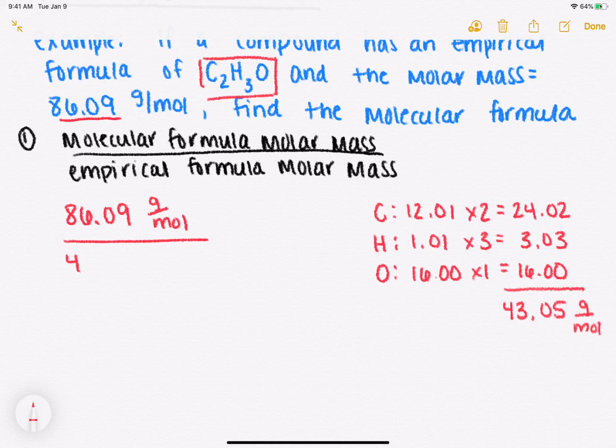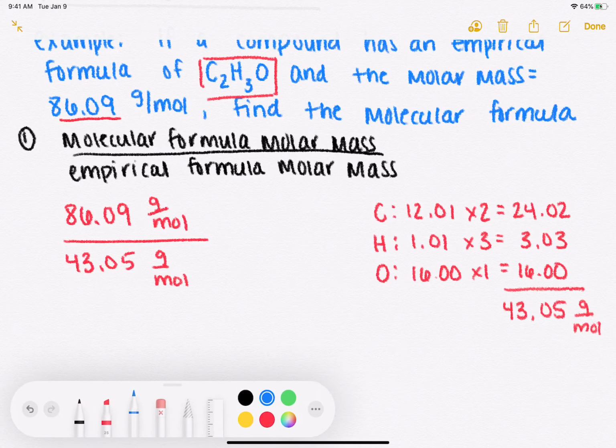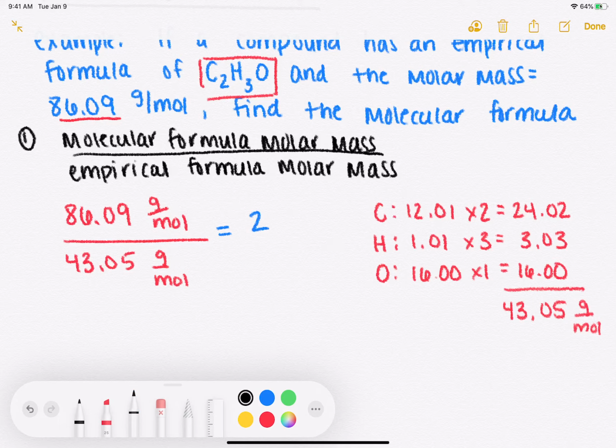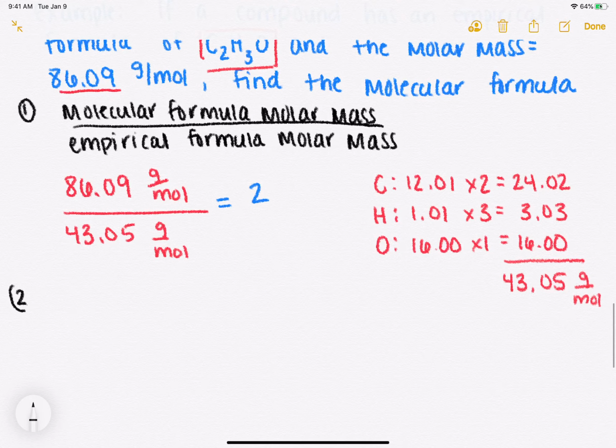So now we can fill that in, 43.05 grams per mole. When we solve that math, we find that the ratio is 2. So what do we do with that number? Now we're going to take that number, so here's our step 2, take the number from that ratio and multiply it by the empirical formula. So we're going to multiply the empirical formula by that ratio.